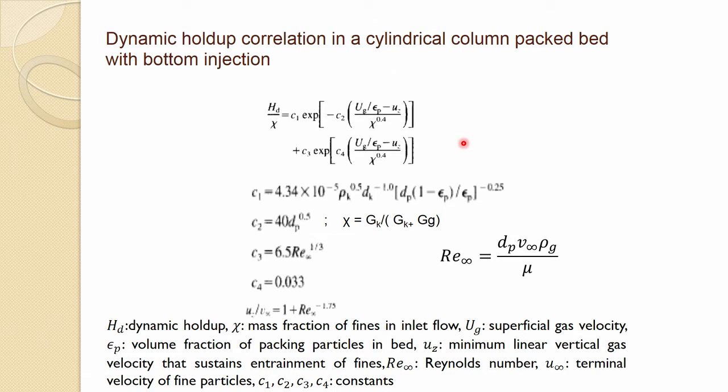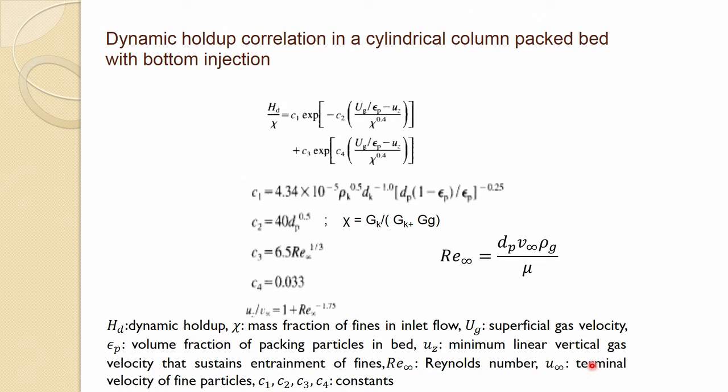Similarly, there is a correlation under the same condition for dynamic holdup. Kappa is the mass fraction of fines, which is nothing but the ratio of the mass flow rate of fines and gas. So, it is a fraction actually, and C1, C2, C3, C4 are constants, which are given here. dP is the particle size and superficial gas velocity, epsilon is the void fraction of the packing particle, and uz is the minimum linear vertical gas velocity that sustains entrainment of fines. Re infinity is the Reynolds number, which is given by this formula, where U infinity is the terminal velocity of the fine particle.